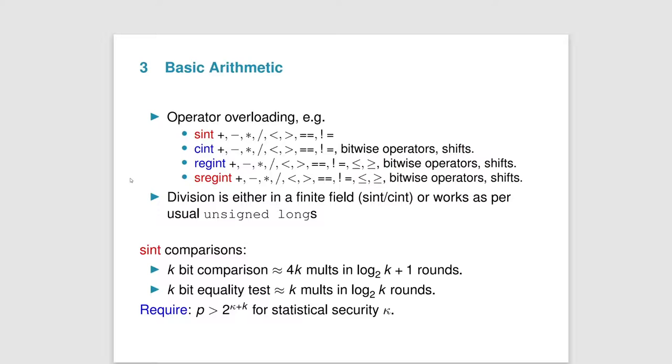Note that all nonlinear operations on secret data types are translated by the MAMBA compiler into a set of linear instructions and pre-processing consumptions. That's basically all the SCALE virtual machine knows how to do. You may see at the bottom of this slide that some protocols that sound usually trivial, such as comparison, can become quite expensive in the context of MPC. Indeed, when you want to compare two k-bit values, it takes approximately 4 times k multiplications, and that takes log 2 k plus 1 rounds. And the equality test takes about k multiplications in log 2 k rounds.